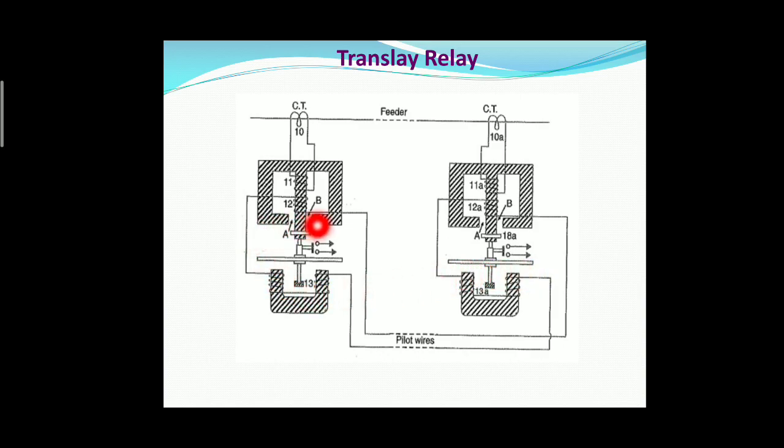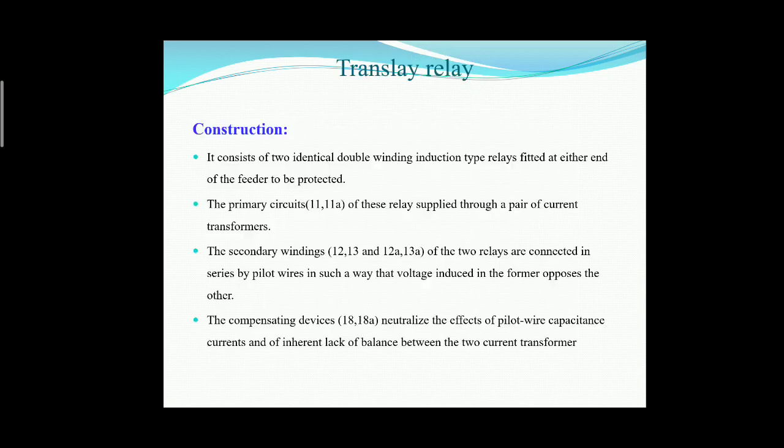Next, we are using one shading ring. The purpose of the shading or copper ring is to produce the restraining torque. It depends on the current passing in the primary winding.